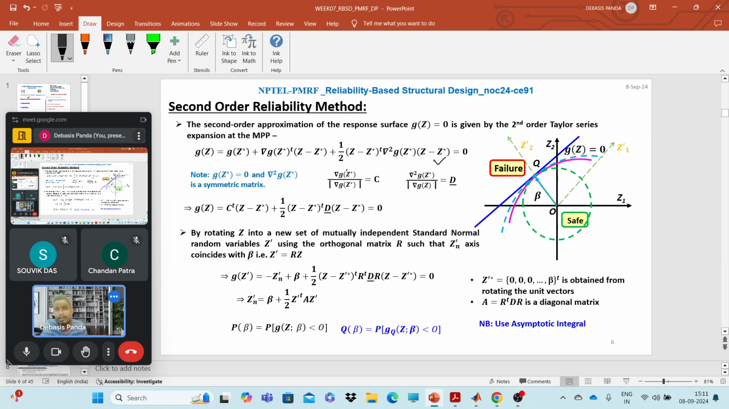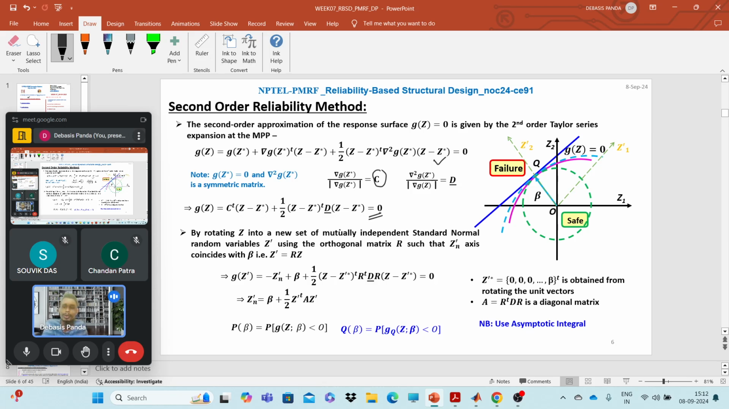Now, if we simplify this equation, for c we have denoted the gradient of gz star divided by the Euclidean norm of gz star, and d is nothing but the double derivative of the gz star divided by the Euclidean norm of the gz star. And if we simplify it, we will get this.